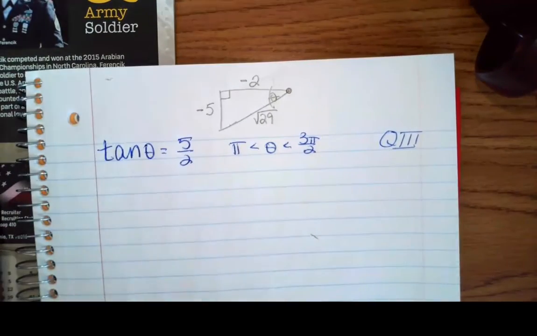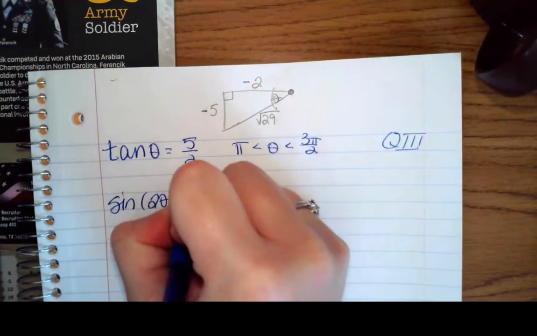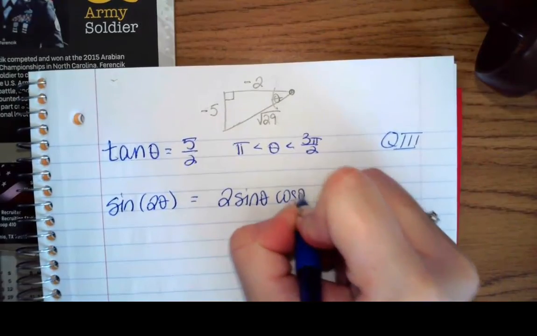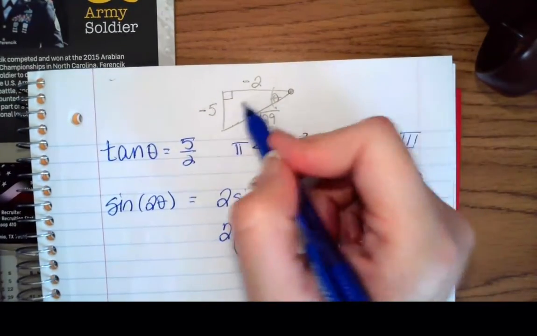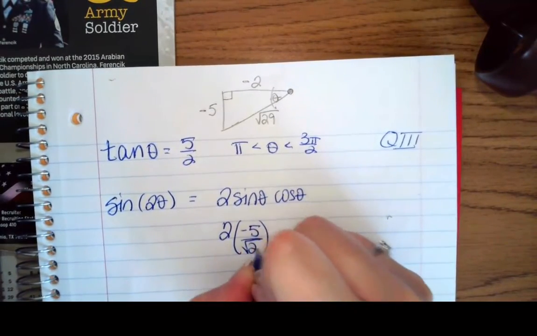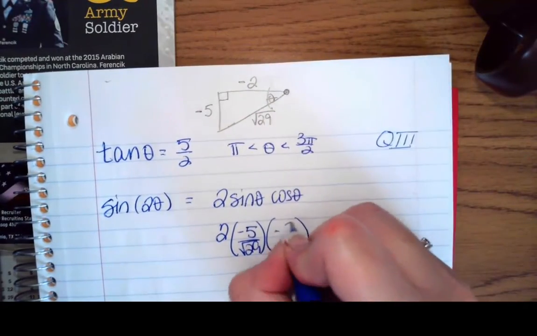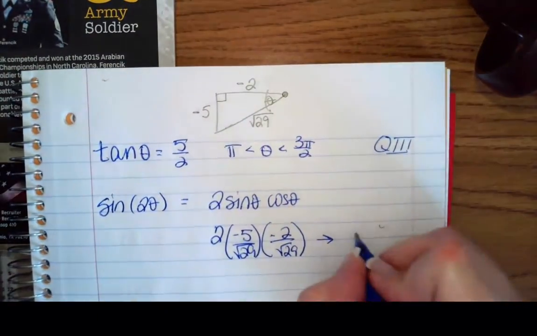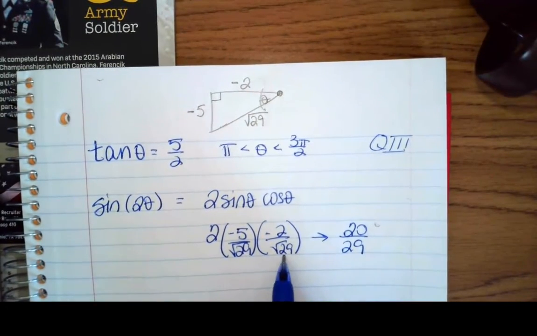Now, if I want to find the sine of 2 theta, I'm going to use 2 sine theta cosine theta. So I've got 2. The sine of theta is opposite over hypotenuse, so -5 over root 29. The cosine of theta is adjacent over hypotenuse, so -2 over root 29. So I'm going to get 20 over 29. A root times itself pops out.